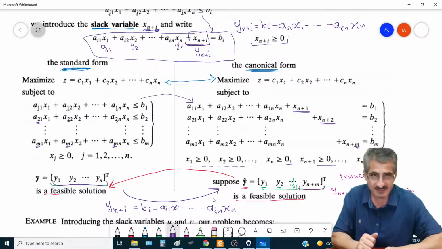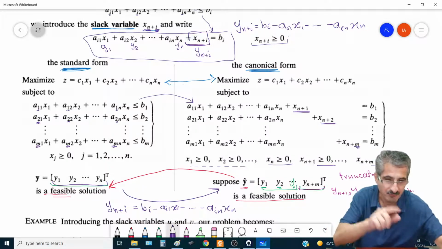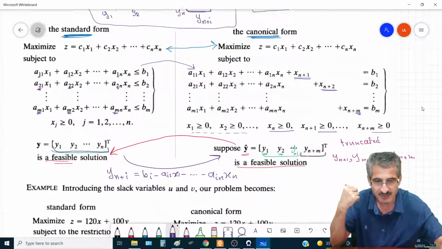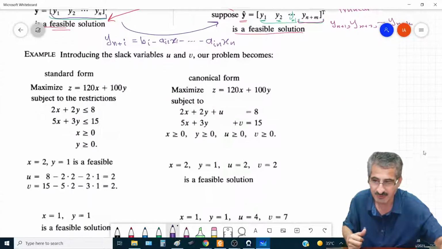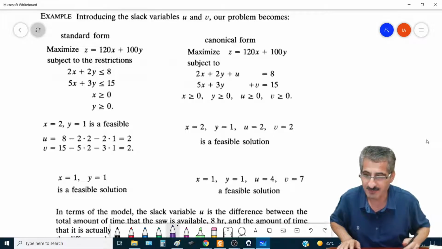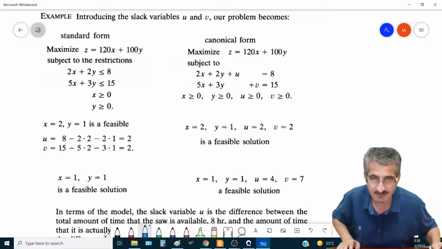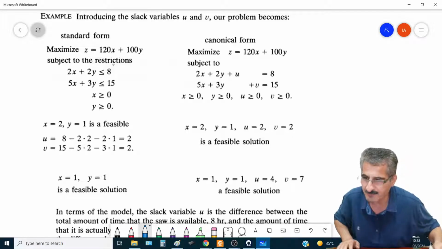So now this is the idea. I start with the standard form, convert it to canonical form, solve it in there, and go back to give the solution for the standard form. Thank you very much. This is what you want to see. Now this is an example. Let's go back to our example of the lumber mill. So we wanted to maximize this under this constraint.